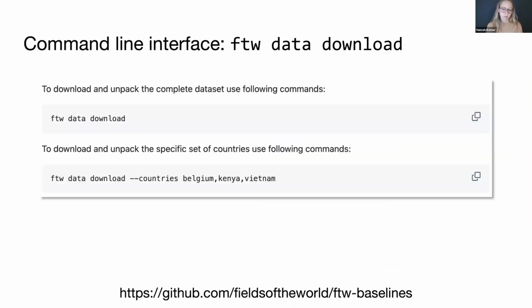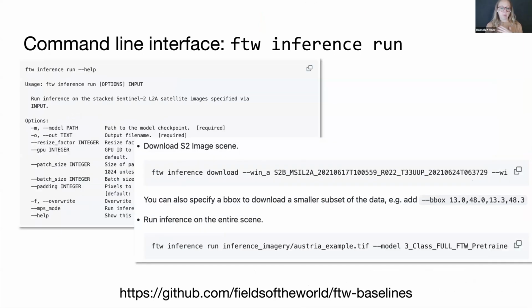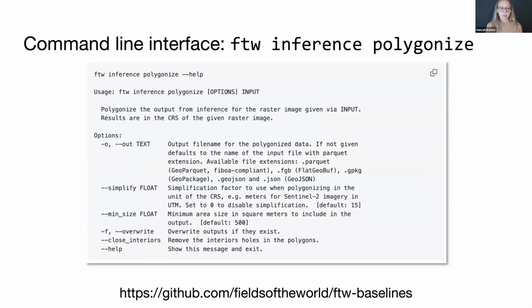So in the GitHub repo for Fields of the World, we also include a lot of command line tools for downloading the data set. So you can download subsets of the data set for different countries or different licenses that the data have. You can download data to use for inference, so making predictions on new Sentinel-2 tiles in a new region. We have tools for running that inference, so predicting with pre-trained models that we package in the GitHub repo, and then polygonizing those data sets back into a GeoParquet or Polygon format.